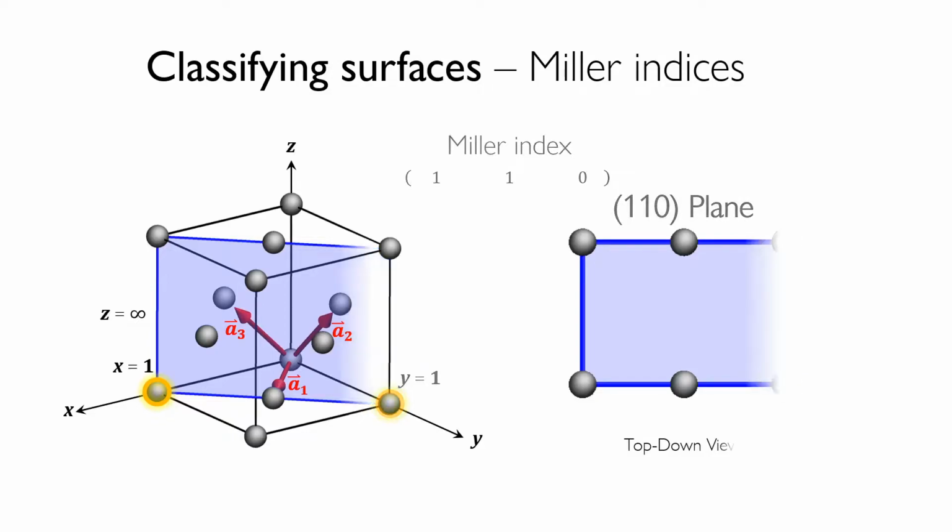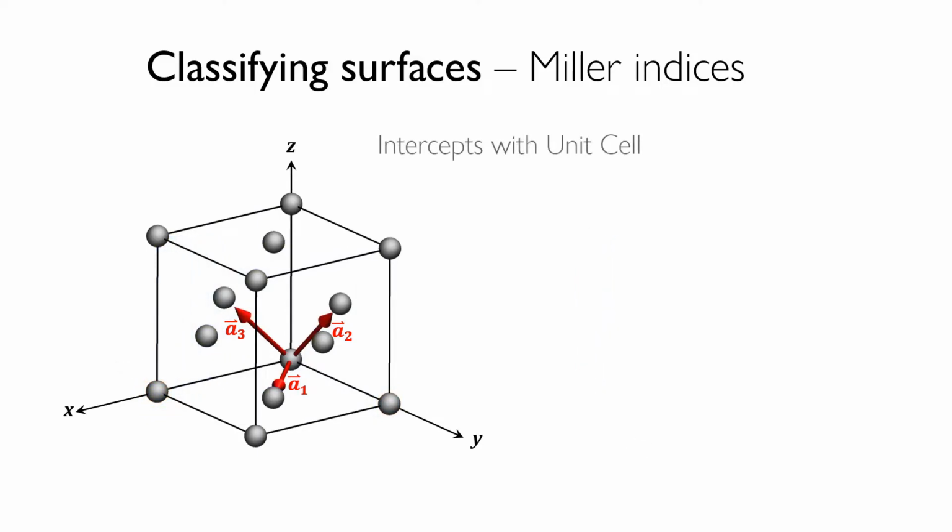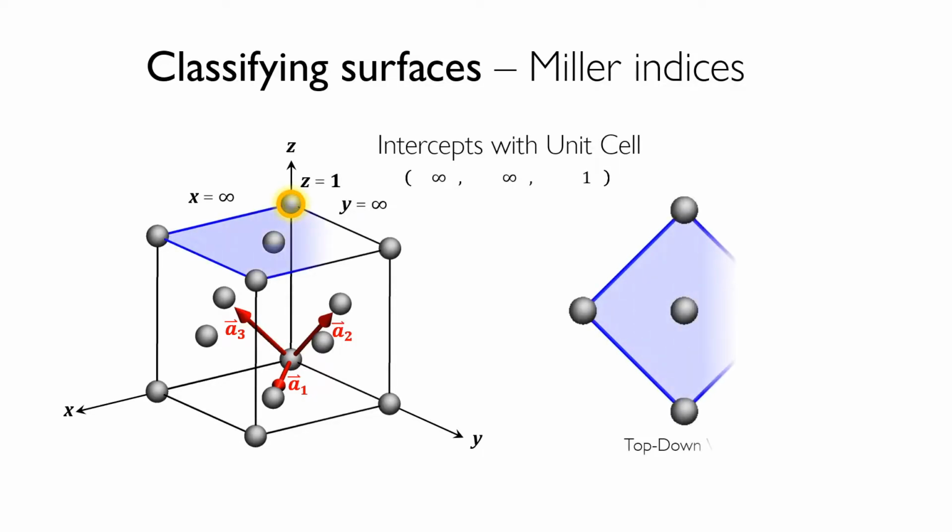The final surface I'll show is formed by making a cut along one of the faces of the unit cell, here along the unit cell's top face. For this cut, the intercepts are x equals infinity, y equals infinity, and z equals 1. Once more, we take the reciprocals of these intercepts to get the Miller index, which here is 0, 0, 1.